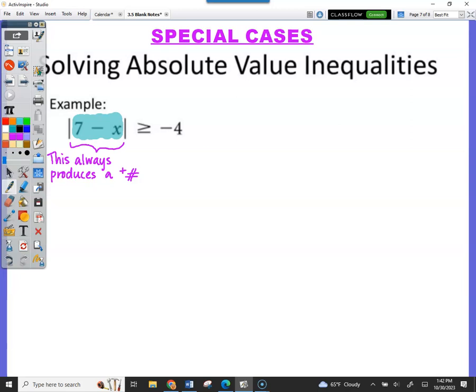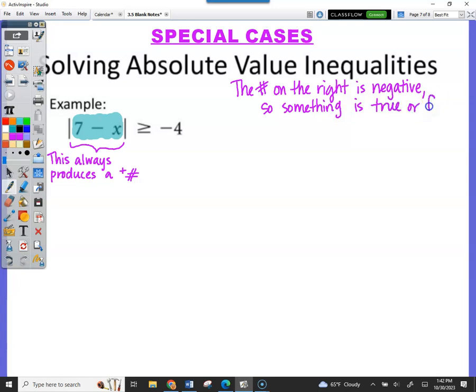What'd you say? No solution. Alright, so watch. Let's make a note. Be a solution. The number on the right is negative. Spell it right. Is negative, comma. So something is true or false all the time. Something is true or false all the time.